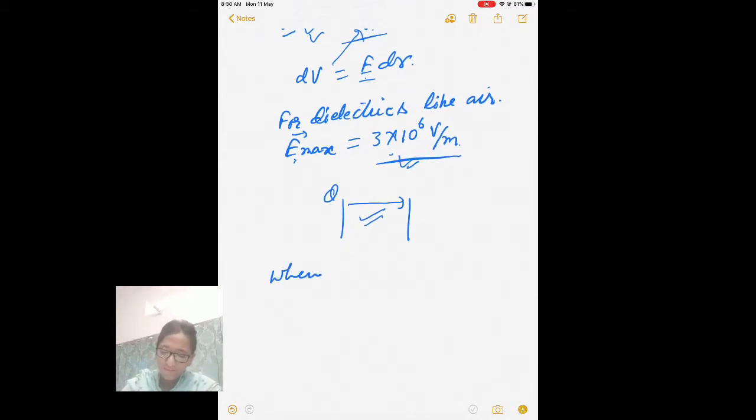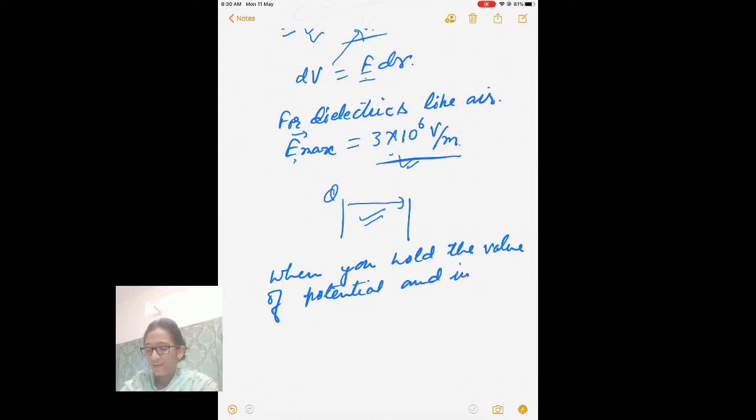When you hold the value of potential and increase the charge, then capacitance will be more.